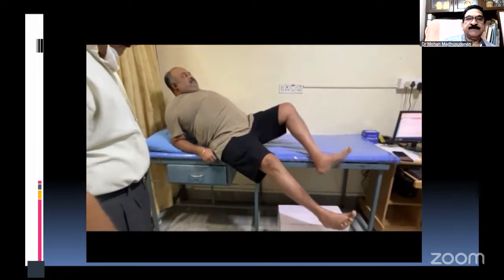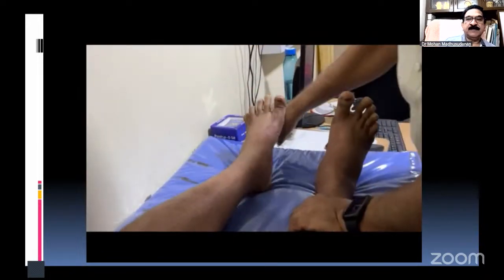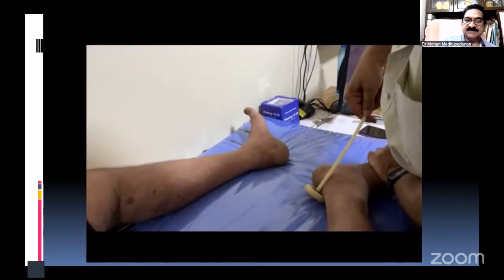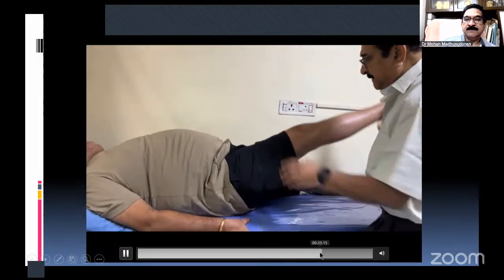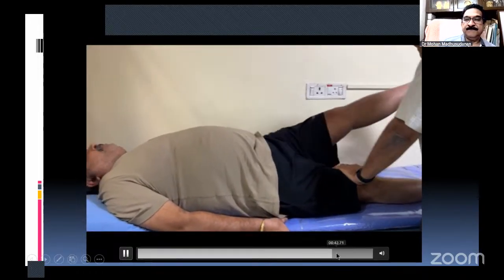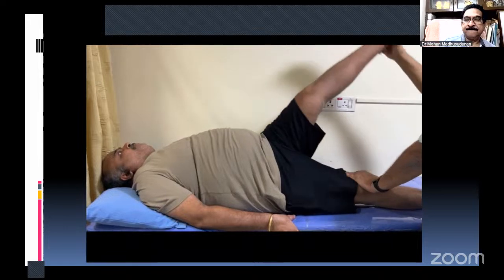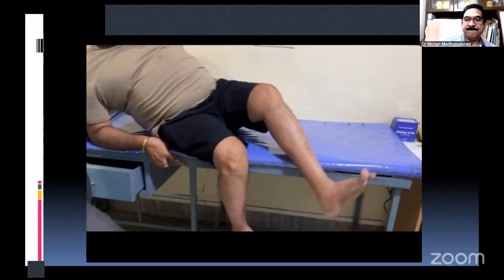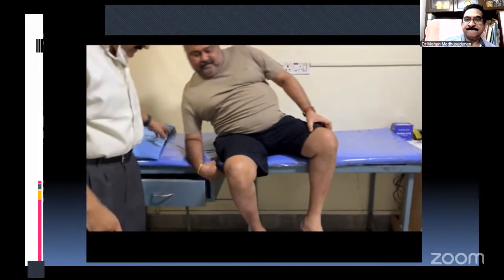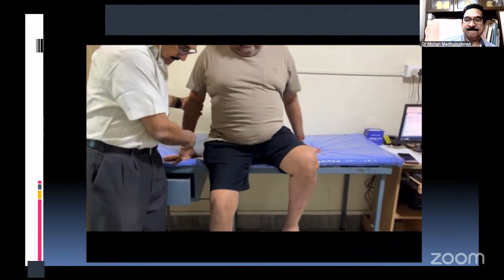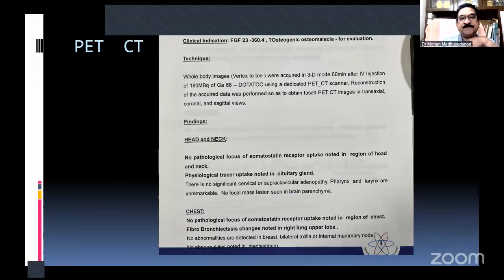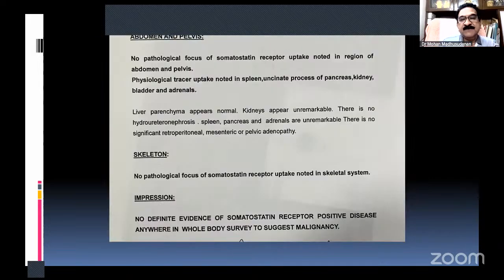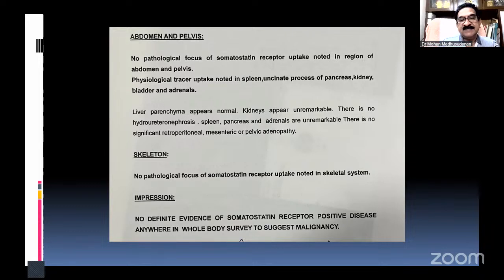He could get up without any pain, could easily get onto the cot. And other things were all the same. Hanging continued to be absent. There was no pain now. So, result of the gallium scan: no definite evidence of somatostatin receptor positive disease anywhere in the whole body surveyed to suggest malignancy.